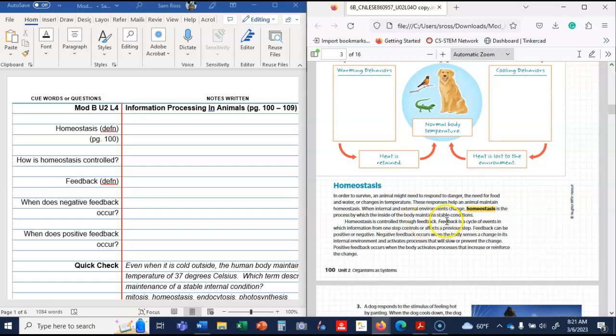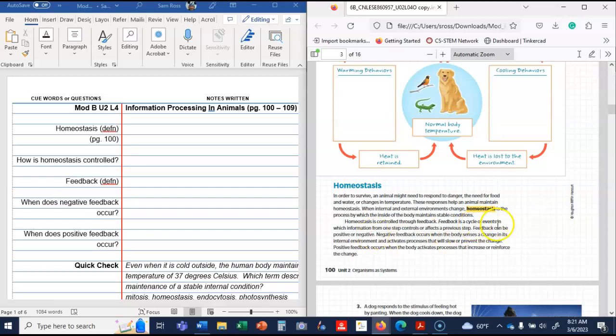The definition of feedback is a cycle of events in which information from one step controls or affects the previous step.